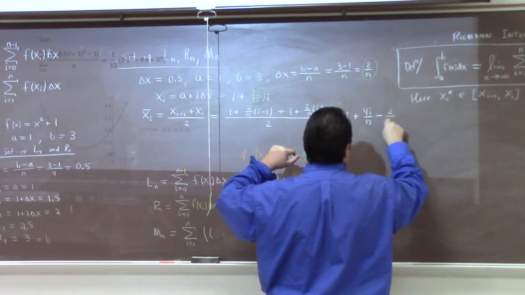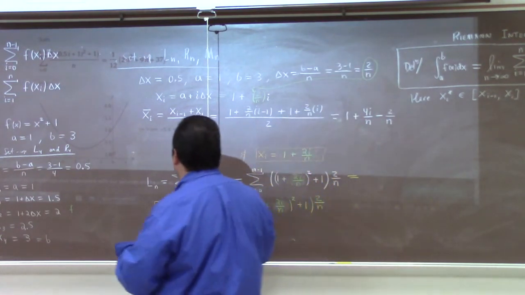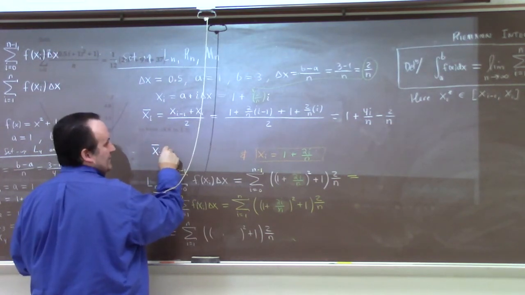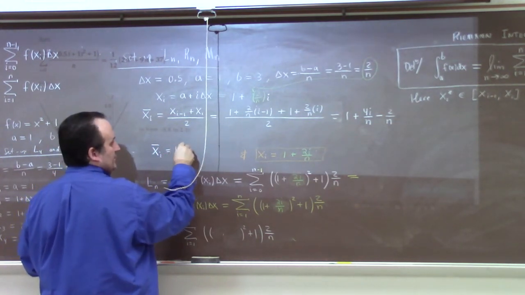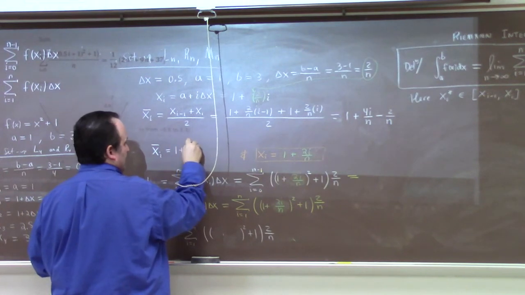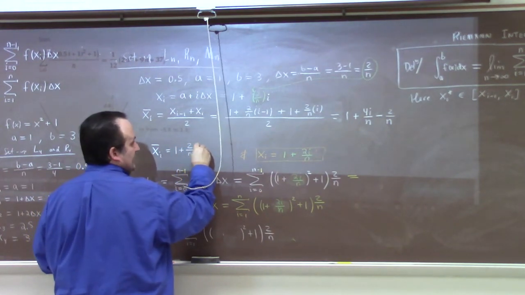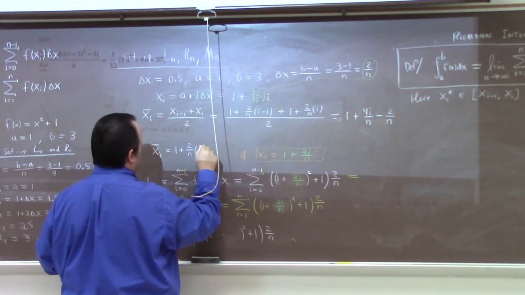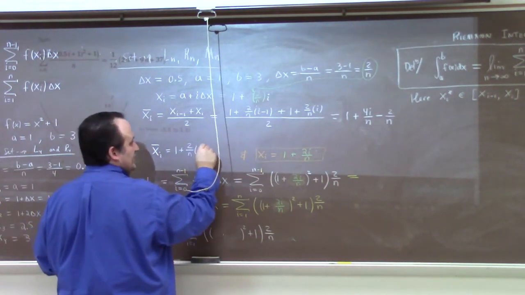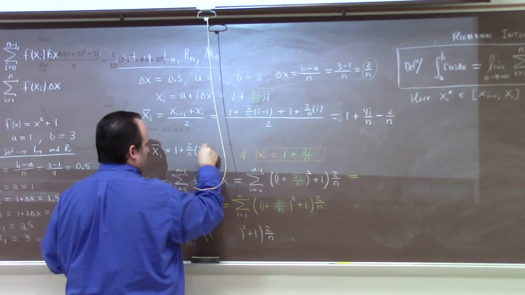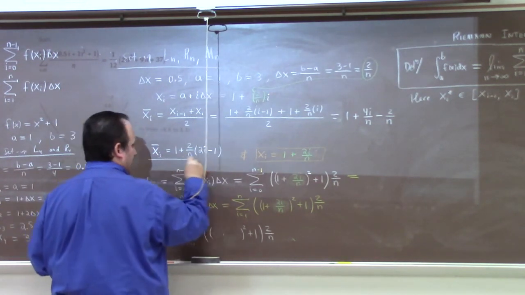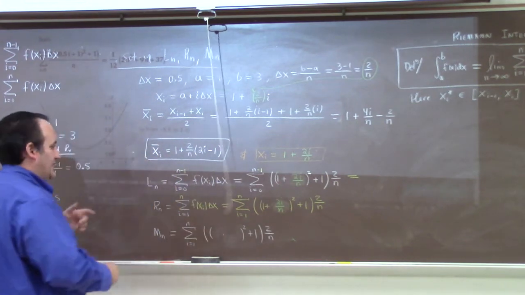Ah, it's hurting my thumb. What's wrong with me? All right, so in short, I think this is the simple way to write the formula. x bar i is 1 plus 2 over n times, excuse me, 2 over n times 2i minus 1. I mean, that's one way you could write the formula for x bar i. And then I need to put that down in here.